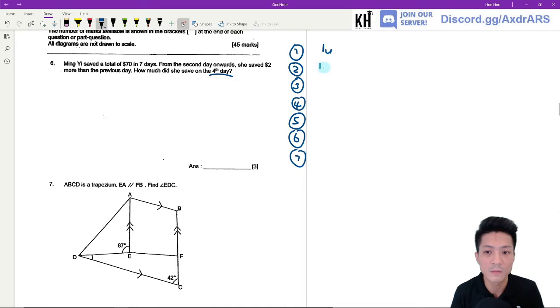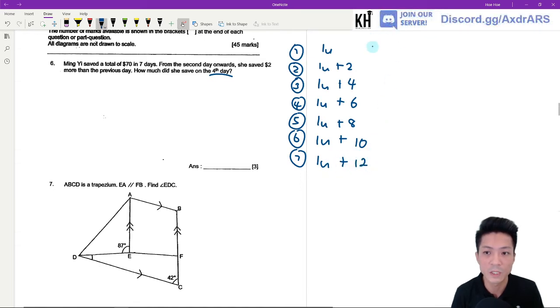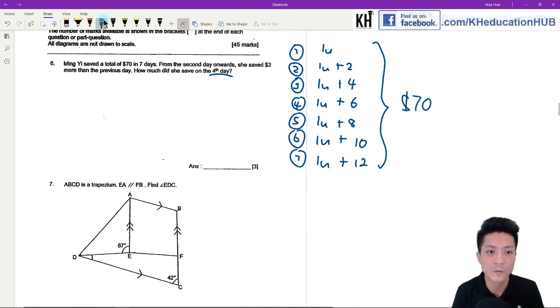I'm going to let the amount that she saved on the first day be equal to 1 unit. So the second day will be 1 unit plus 2, plus 4, plus 6, plus 8, plus 10, plus 12. Altogether it will be $70. So if we want to find what 1 unit is, we need to use $70 minus away all these extras.